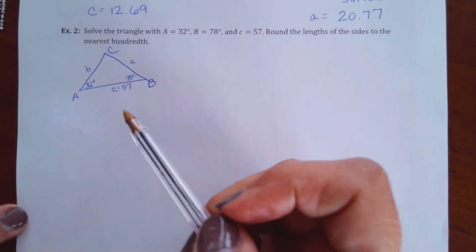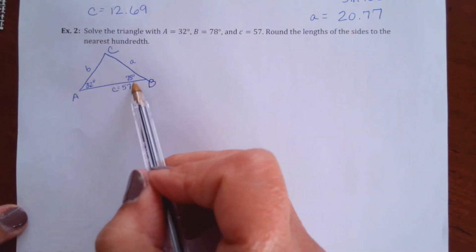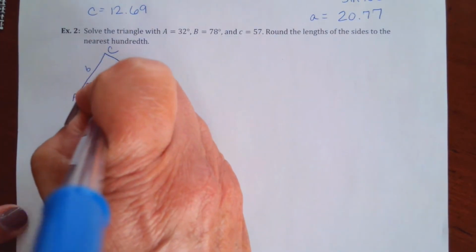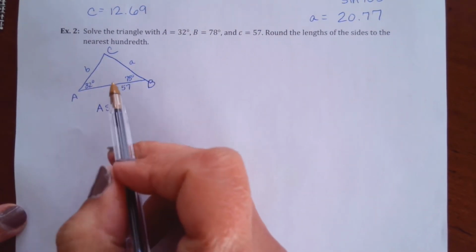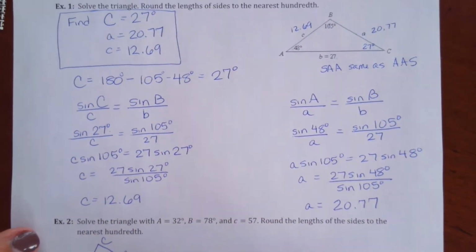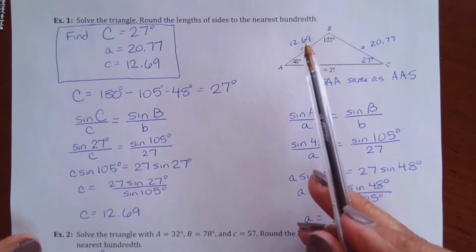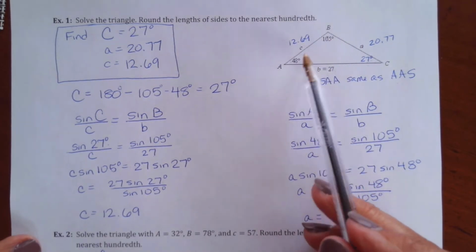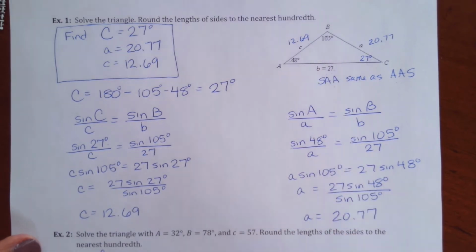All right, so what do we have? Look at our picture. They gave us an angle, the side between the angle, and another angle. So this is an angle, side, angle problem. Still got two angles, but this time the side they gave me was in between those two. Whereas the previous one, they gave you two angles, but the side was not between them. Okay, so that's the difference in writing it.